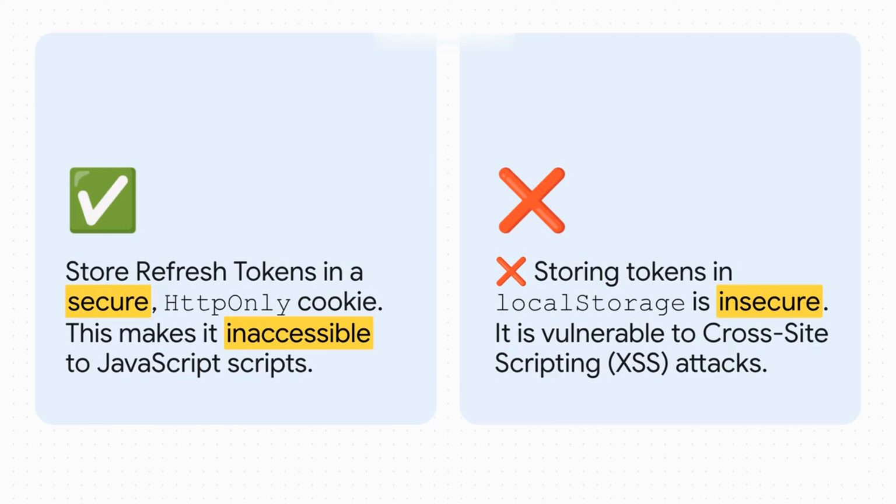This brings us back to where you store that super valuable, long-lived refresh token. The wrong way, and you see this all the time, is putting it in local storage. That's a huge mistake because any malicious script running on the page can just reach in and steal it. The correct secure way is to store it in a special kind of cookie, an HTTP-only cookie. That HTTP-only flag is a command to the browser saying, hey, don't let any JavaScript touch this. It walls it off and protects it from a whole class of attacks.